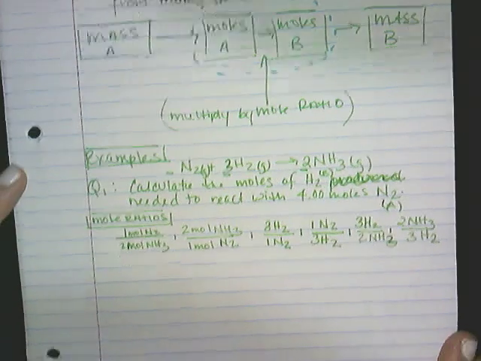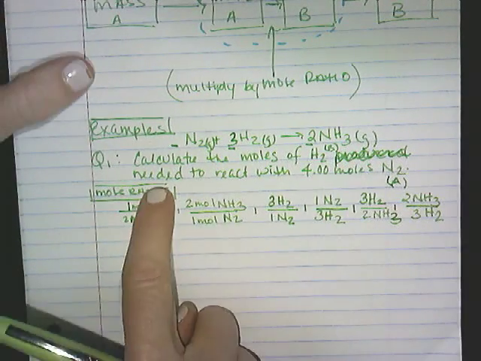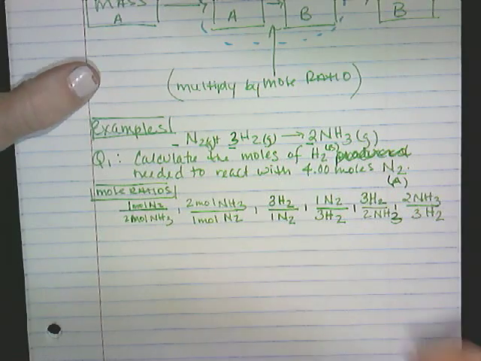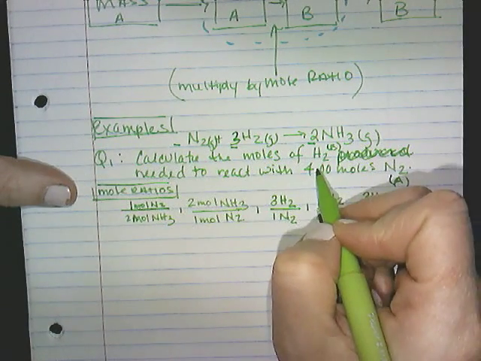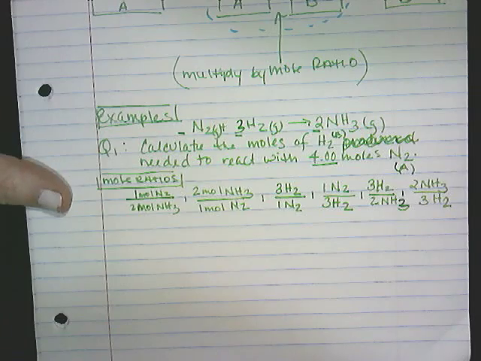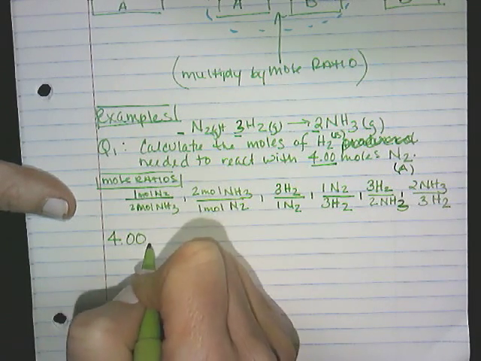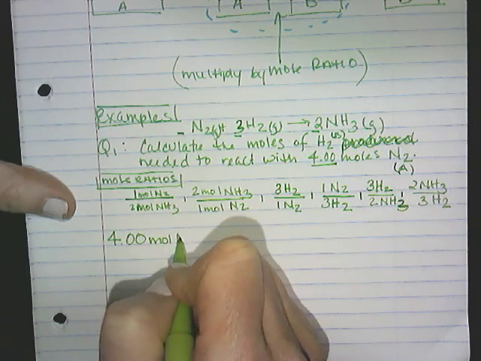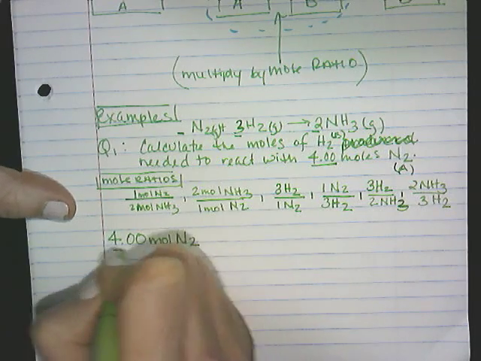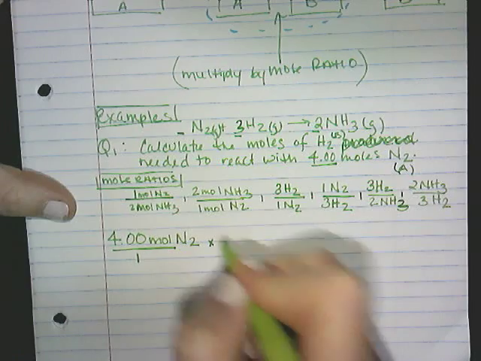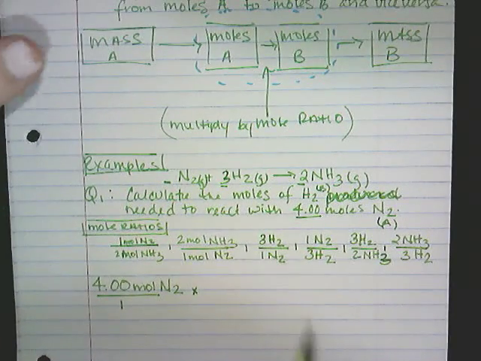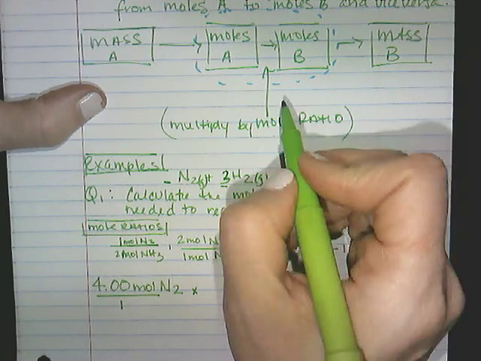Now let's use those to calculate the moles of H2 needed to react with 4 moles of N2. So you always start with what you know, and what you know is 4.00 moles of N2. We always put that over 1, and we multiply it by, in this case, the mole ratio.